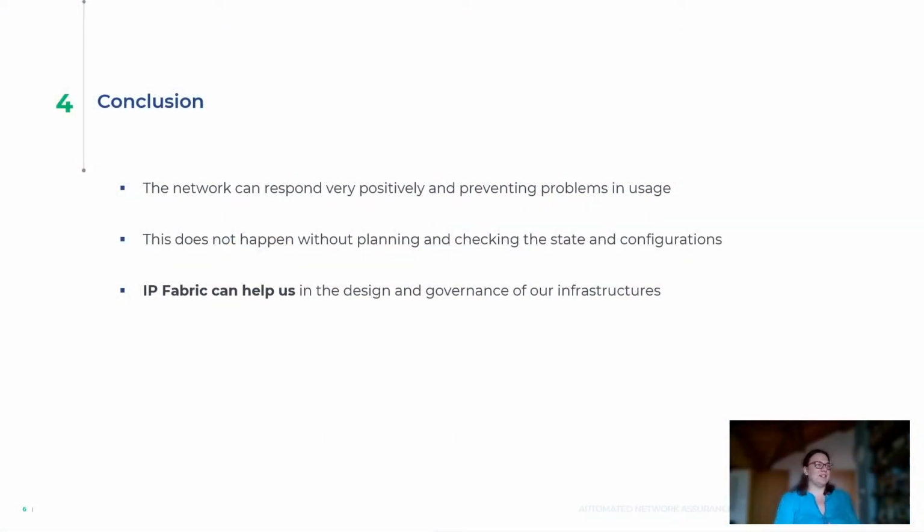In these times, when we expect that the algorithm finds a solution for us, it's very easy to think that everything is handled automatically, without us having problems to configure or worrying about the state of our devices in the network. In the example that we have seen, the network was responding very positively to preventing the problem in usage and was acting resiliently to the impactful situation. However, it doesn't happen without constant planning and checking of the state of the configuration that we have in the infrastructure. We have seen that IP Fabric can help us in the design and in the governance of our infrastructure by providing a snapshot of the configuration that we have made and giving us an up-to-date visibility of all the anomalies that can be possible in the network.